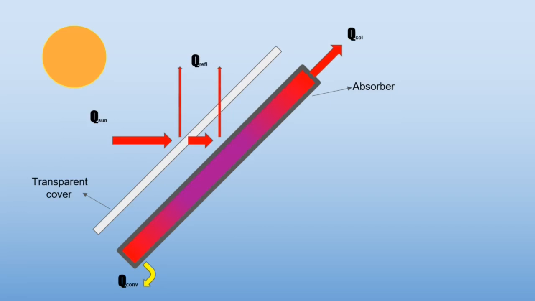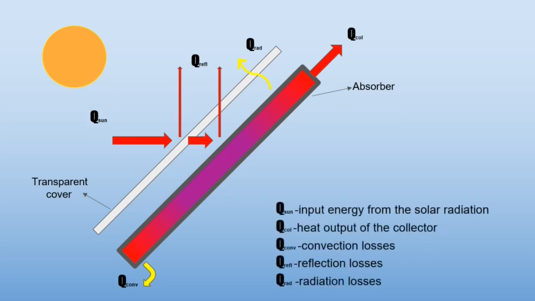Some heat is reflected by the absorber plate, and some heat is reflected by the transparent glass cover at the top, so that can be denoted by Q reflection. Then we have certain heat which is lost by radiation. As you can see, the parts are labeled. The heat that is actually used, that is the heat collected, is given by the formula: the total heat provided by the sun, Q sun, minus the heat losses due to convection, minus the heat losses due to reflection, and minus the heat losses due to radiation.